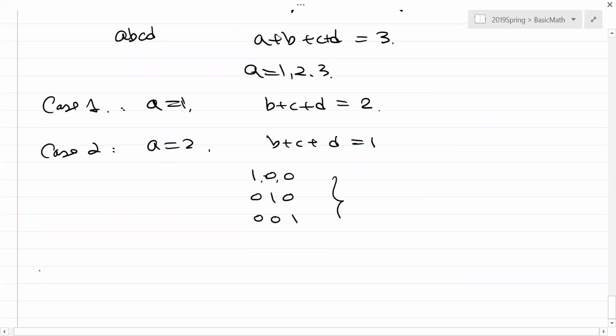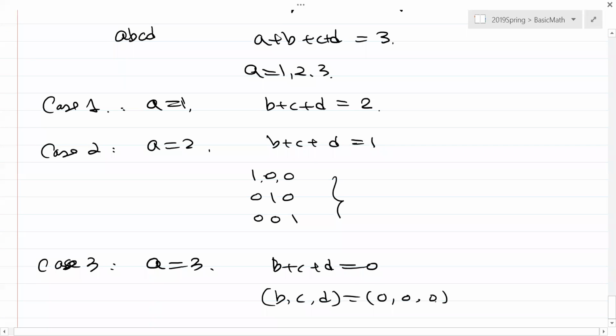2000, 2100, 2010, 2001. Okay. So the case 3, A equals 3. In this case, there is only one solution because the sum is going to be zero. So the only possible solution is going to be 0, 0, 0. And here, B, C, D is going to be one of these three, right? So the difficult part here is how to deal with the first case. How many four-digit integers begin with what? All right. So can you figure it out?